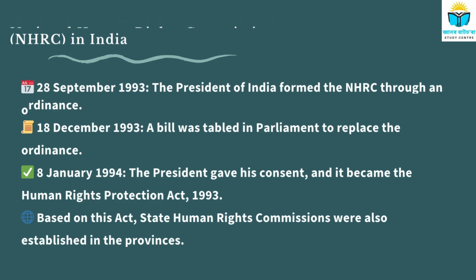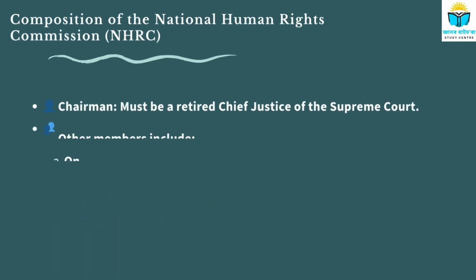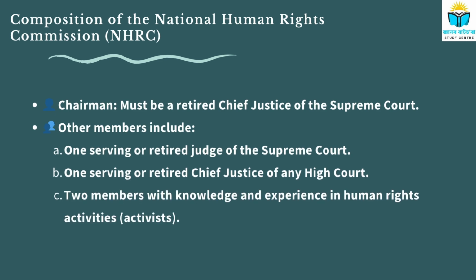the local level. The chairman of the NHRC must be a retired Chief Justice of the Supreme Court. Along with the chairman, the commission includes one serving or retired judge of the Supreme Court, one serving or retired Chief Justice of any High Court, and two members who have experience or expertise in human rights activities such as human rights activists. This team ensures that the Commission works with both legal expertise and a strong human rights perspective.